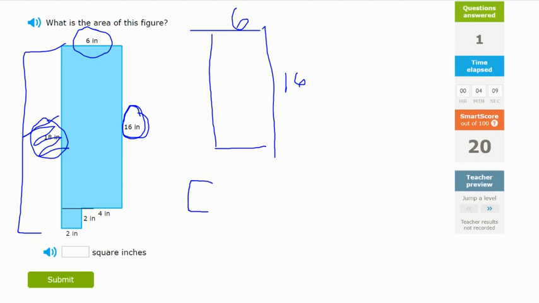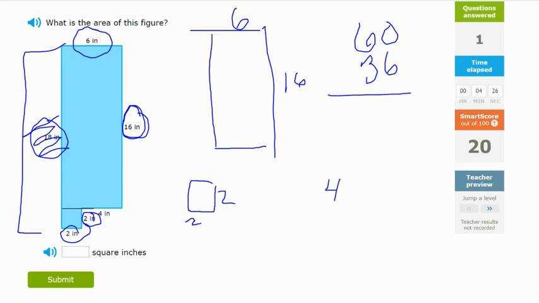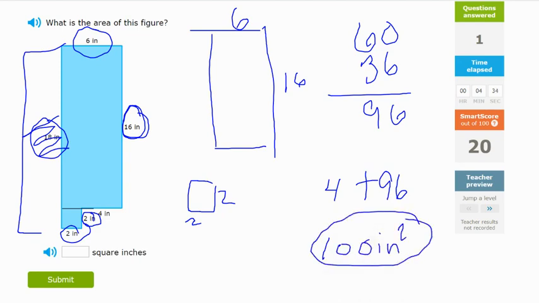Then I've got my small rectangle, and that's going to be 2 by 2, 2 inches wide and 2 inches tall. I know that 2 times 2 is going to be 4, and then 16 times 6 is going to be 96, because 6 times 10 is 60, and 6 times 6 is 36. So I've got 4 plus 96, and that's going to give me 100 inches squared.